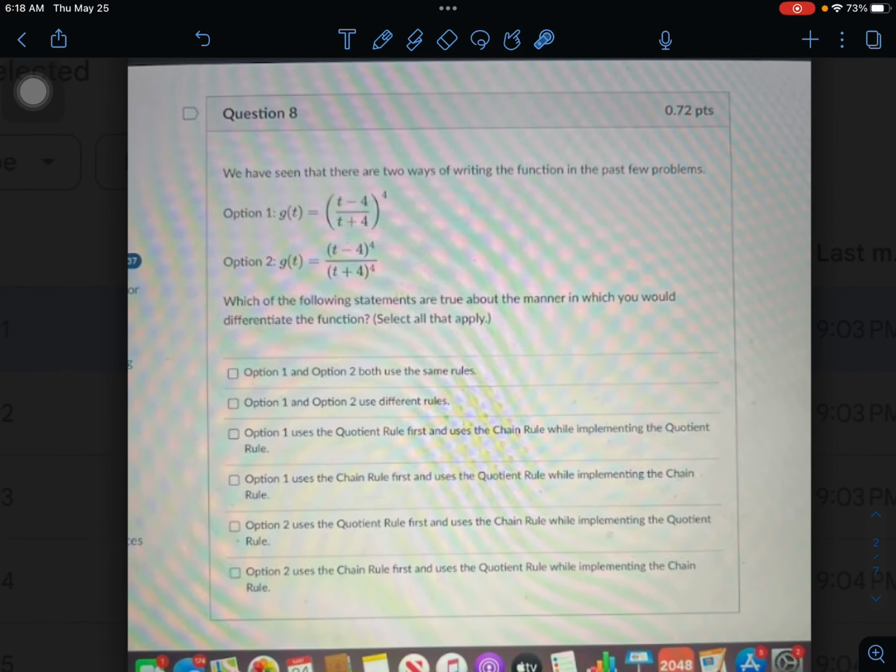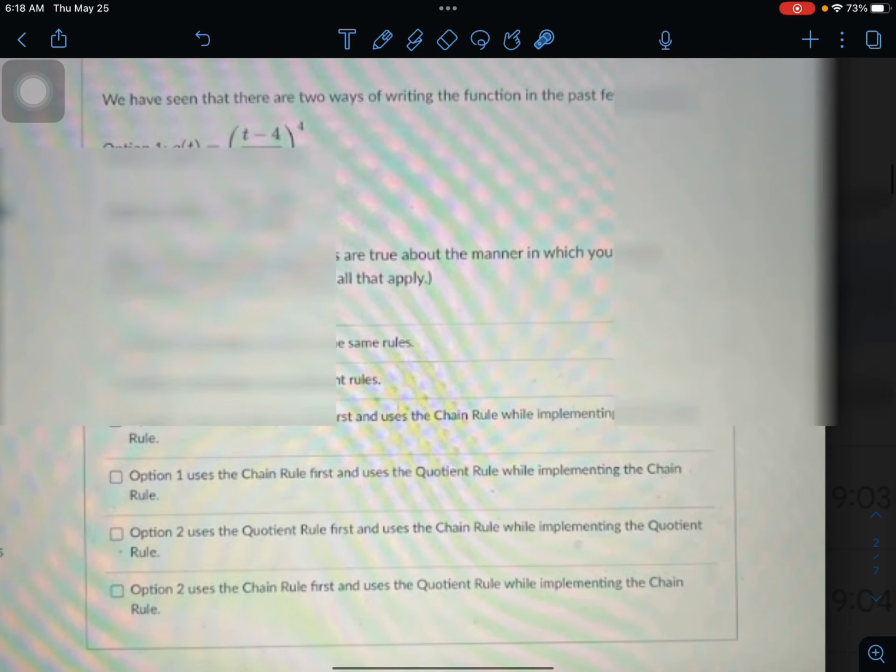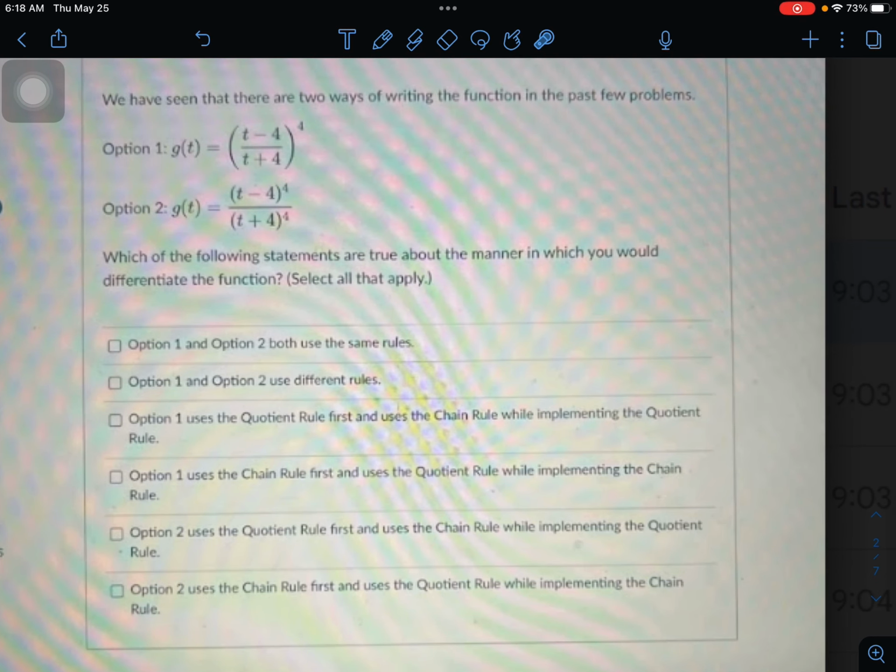And this is problem 8. It says, we have seen that there are two ways of writing the function in the past few problems. This is the first one we saw a couple problems ago. And this is the second one we saw, it was just the last problem. You see the difference. This one just has a 4, and this is being brought to the fourth power. This one right here, this is being brought to the fourth power. And this is being brought to the fourth power.